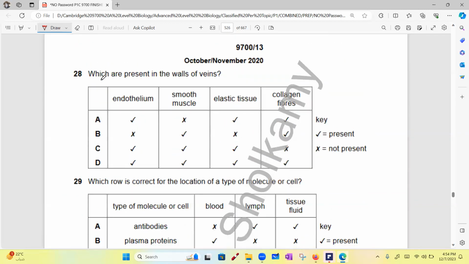Mariam, which are present in the walls of veins this time, not capillaries? Give me an answer. We're still in 2020. What is present in the veins, Mariam? Endothelium, smooth muscle, elastic tissue, collagen fibers, or all of them? All of them, of course. All of these are present in veins and in arteries, but in arteries, I have thicker tunica media, don't forget, and I have the smooth muscle and elastic tissue and collagen fibers in the tunica media. In the veins, I don't have collagen in the tunica media.